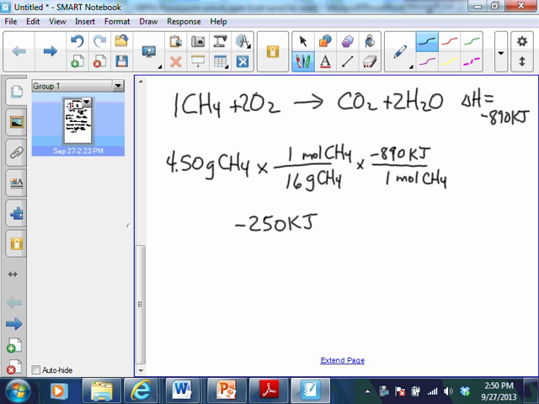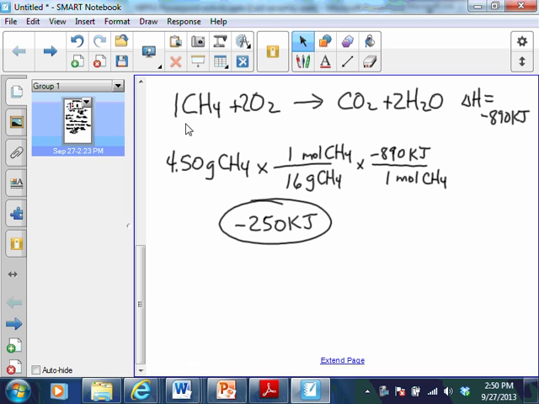Yes, sir? Well, if it's possible, you will always be given a number that you can use to figure out the delta H, or you'll just be given the delta H, one of the two. Yep. And for now, you'll just be given the delta H. In a couple of sections, you'll be given some other information that you can use to find the delta H.